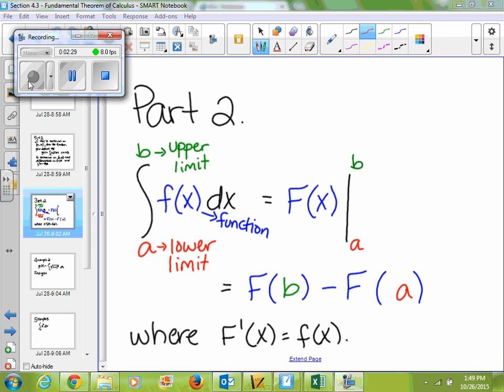Okay, so the integral of your small f function from your lower limit to your upper limit tells you that you need to integrate it to find your big F function, which is your integral function, and then take big F of your upper limit minus big F of your lower limit. Okay, which is what we did last week anyways.